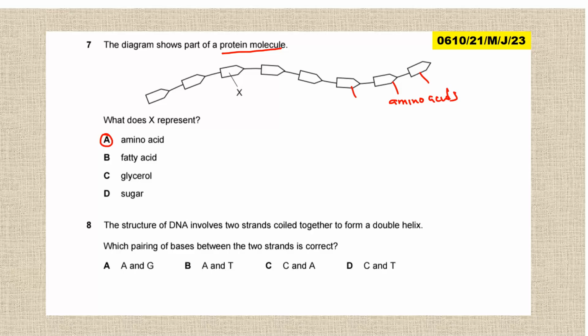Question 8. The structure of DNA involves two strands coiled together to form a double helix. Which pairing of bases between the strands is correct? So C cannot bond with T, C cannot bond with A, T can bond, so it's B.